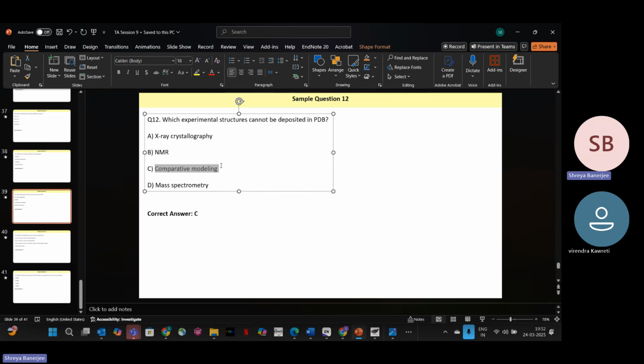But comparative modeling, comparing two PDBs, you cannot deposit that in the Protein Data Bank. Each entry in the Protein Data Bank has to be a unique three-dimensional structure of a protein. You cannot compare two proteins and then deposit it in PDB separately. So option C is not available in PDB. So the correct answer is option C.